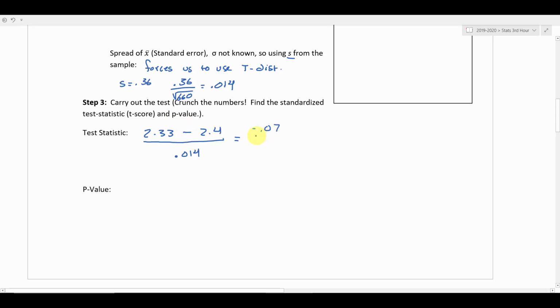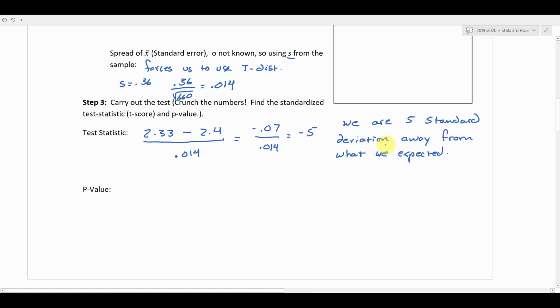And what this tells us is we are 5 standard deviations away. And if you remember from the beginning of the semester, being 5 standard deviations away from anything is extremely rare. Not a lot of things get 5 standard deviations away from what we expected. So this is kind of an indicator that this is not likely to happen. We're not likely to get 2.33 as our sample mean when we're expecting to get 2.4. Okay, so then the next thing we're going to calculate is the probability of this happening.